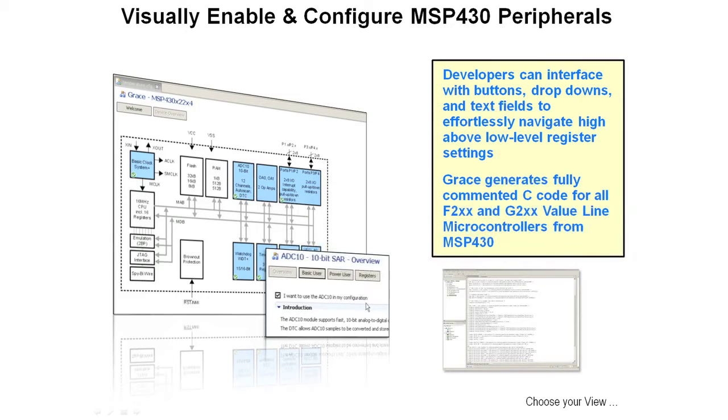So the basic clock system, you must configure the basic clock system, so some basic configuration has been done. You can see here that the ADC10 has been clicked on, and the first thing it asks you is whether or not you want to use the ADC10 in your configuration. If you check that, you then get the basic, power user, and registers buttons to click on. So you can interface to this tool with buttons, drop downs, and text fields to navigate high above the low-level register stuff that we've had to deal with before. And like I said, it generates fully commented C code for all F2XX and G2XX value line microcontrollers.